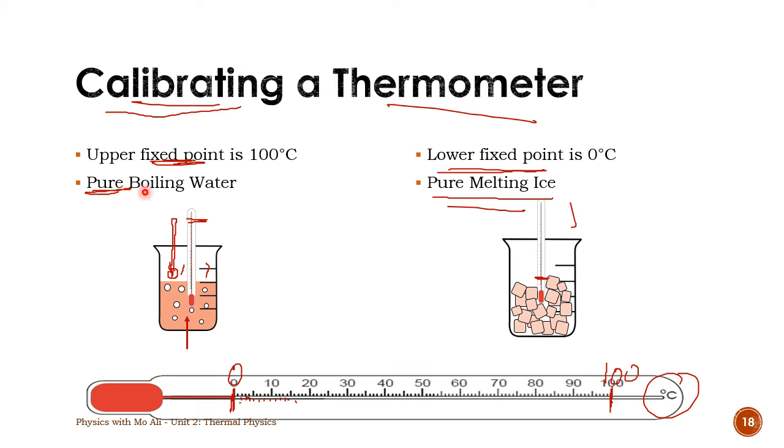You must use pure boiling water and pure melting ice, because as Ali asked a little while ago, do impurities affect anything? Well, yes, they affect the boiling point and the melting point of ice. The boiling point of water is 100 degrees Celsius. The melting point of ice is 0 degrees Celsius. If they're pure.